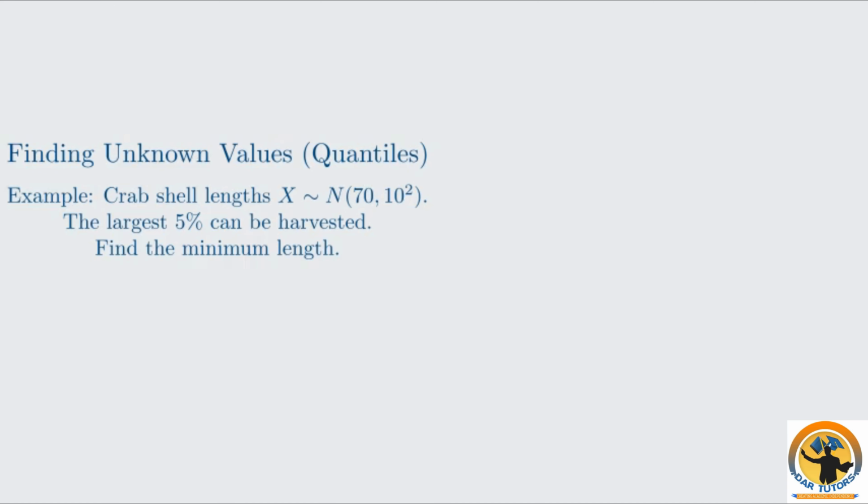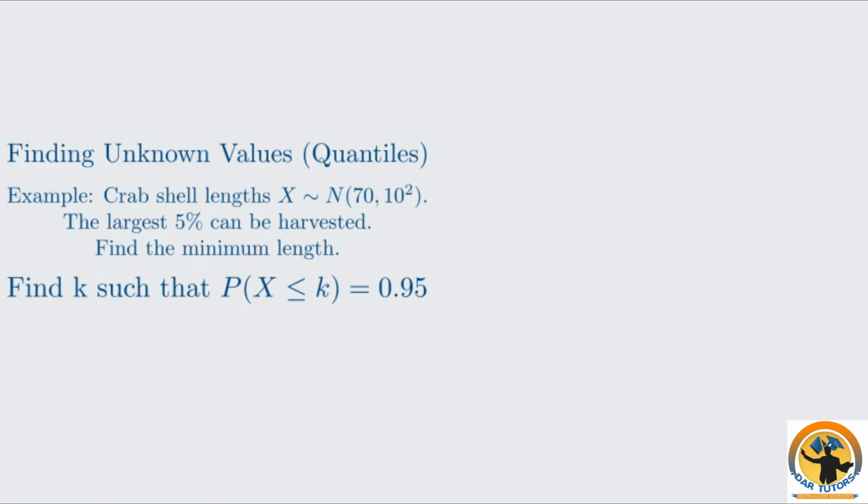If the largest 5% can be harvested, it means that 95% of the crabs are too small. We are looking for the value k such that the probability of a crab being smaller than k is 0.95. Our task is to find k such that P of x is less than or equal to k equals 0.95. Most calculators require the area to the left, which is perfect here.